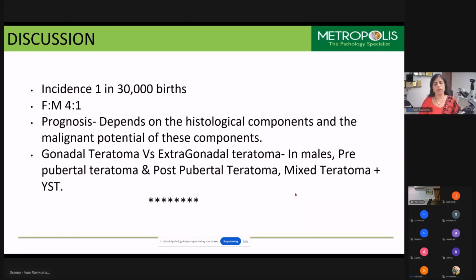And generally we don't write mixed teratoma with yolk sac tumor because all these are immature fetal tissue. It looks malignant only. We are not very sure about its behavior, about its malignant potential. Whereas if it is occurring in the adults in the ovaries, we'll call them mixed teratoma plus yolk sac tumor because we know that they do behave in a malignant fashion. So this terminology of gonadal and extragonadal teratoma is something we can learn in this case. So with that, I end my discussion on this case. Over to the next case.